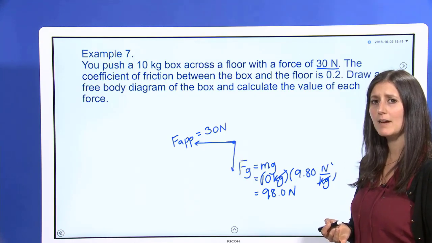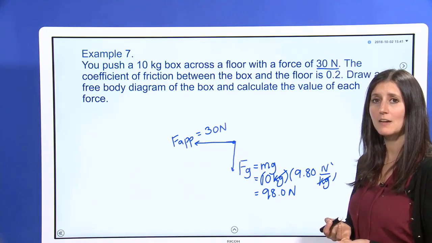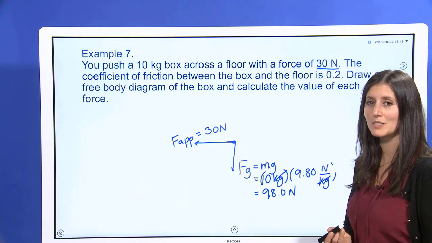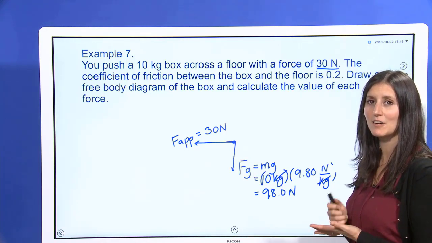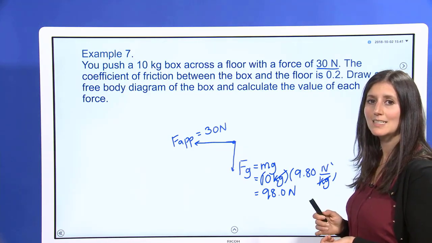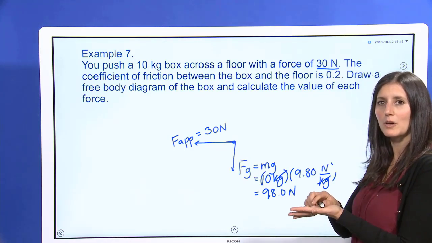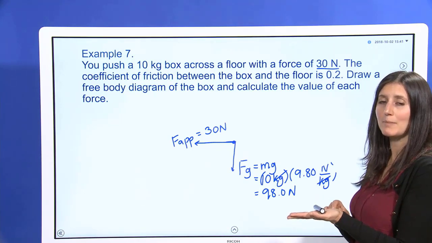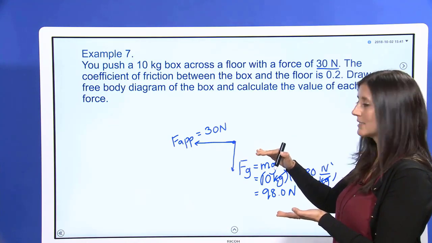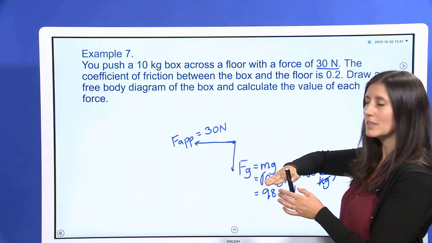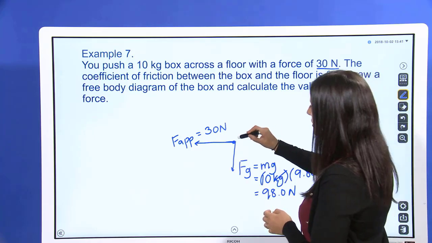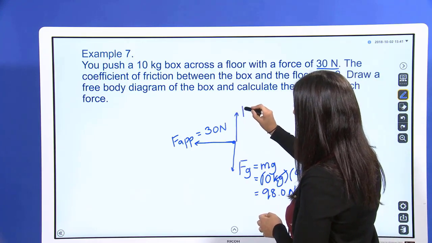Now I can't find my force of friction until I find a different force, and that would be my normal force. So you can't have friction unless you have a normal force. So let's find a normal force first. Since the box is on the floor, it's on a surface, that means there will be a normal force. The normal force always acts perpendicular to the surface. So I'm going to assume my floor is horizontal, so my normal force is pointing upwards.